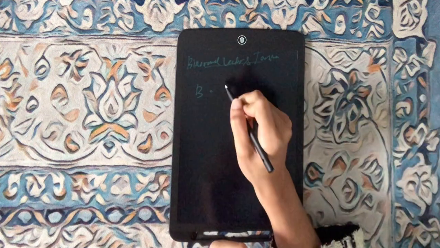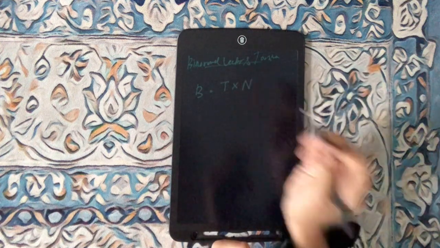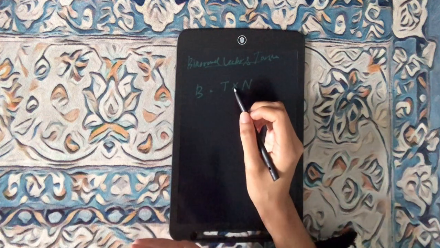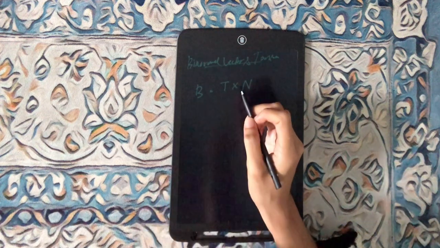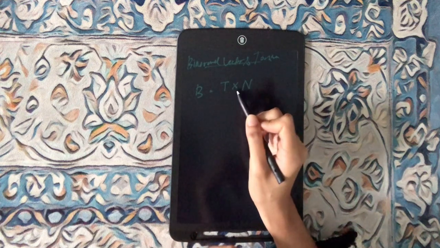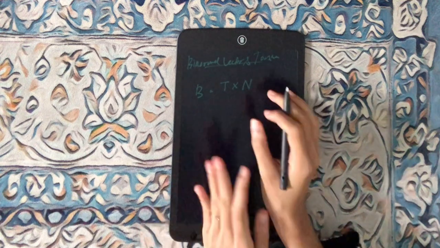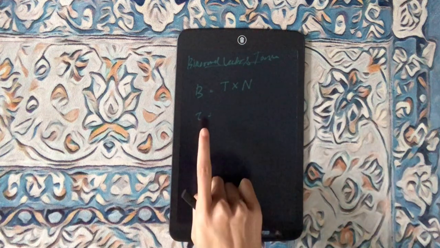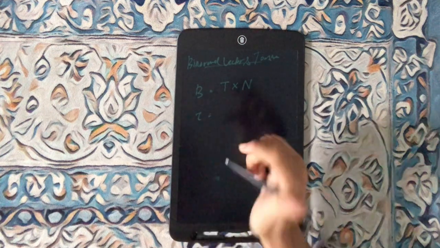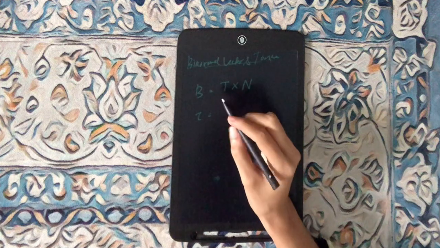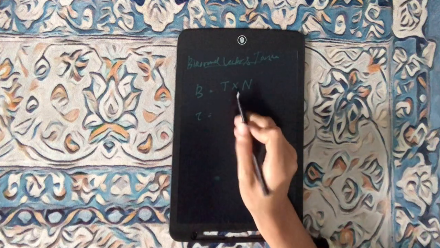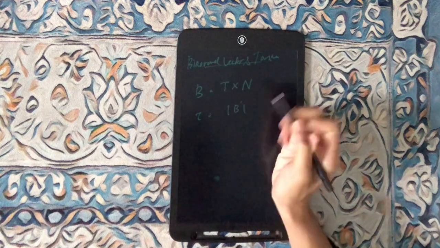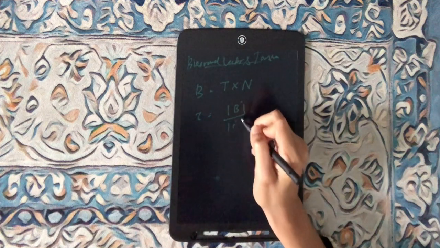So B is equal to T cross N. Cross product. Okay, cross product is not a simple multiplication. It's a cross product. So T cross N. So this is the formula for binomial vector, and the formula for torsion, which we denote as tau, is given by the magnitude of B prime over magnitude of R prime.